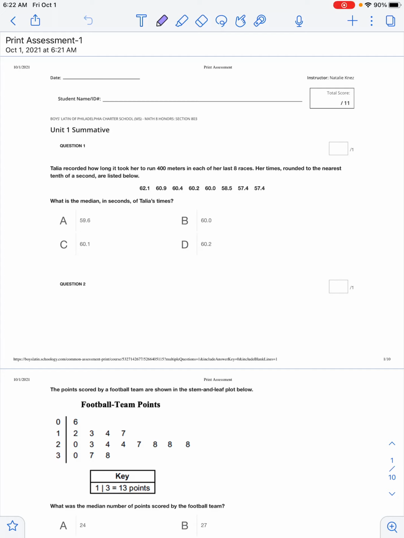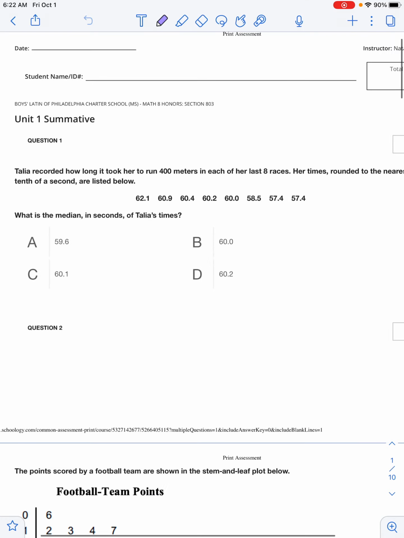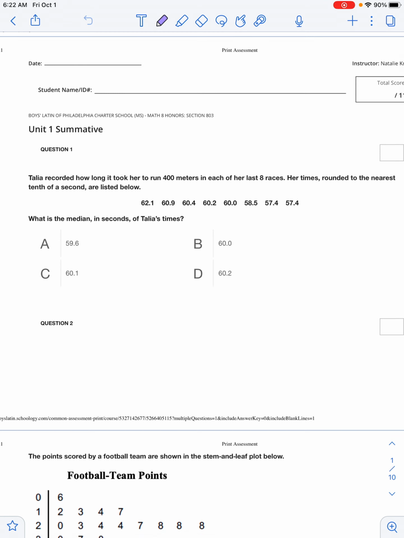Question 1 says Talia recorded how long it took her to run 400 meters in each of her last 8 races. Her times, rounded to the nearest tenth of a second, are listed below. What is the median in seconds of Talia's time?